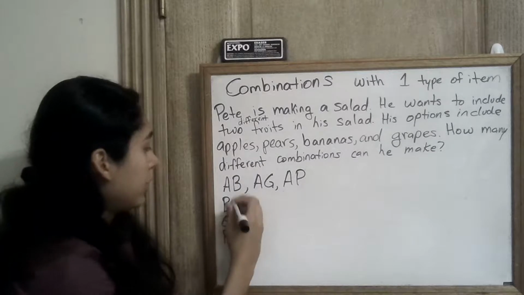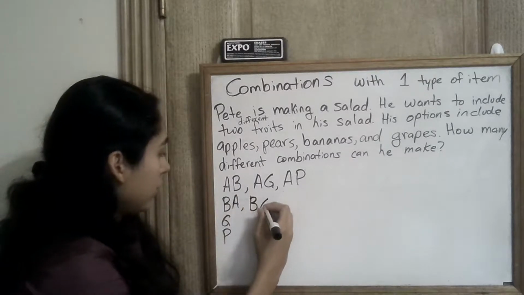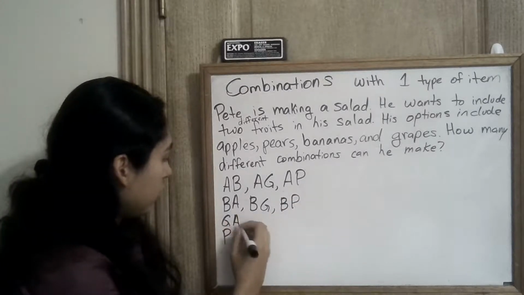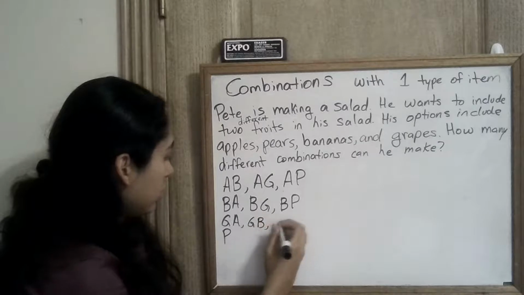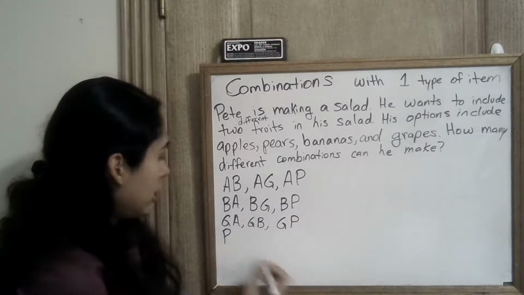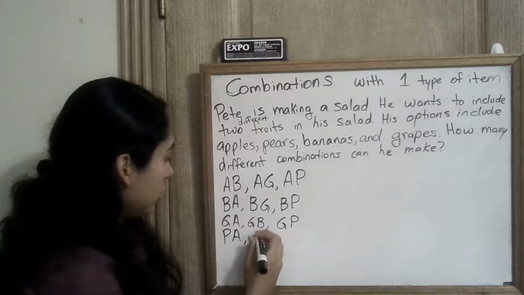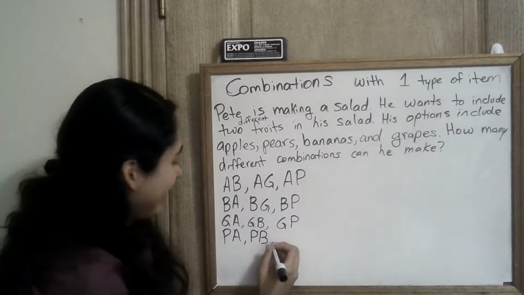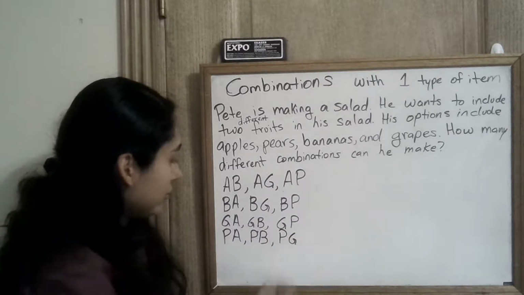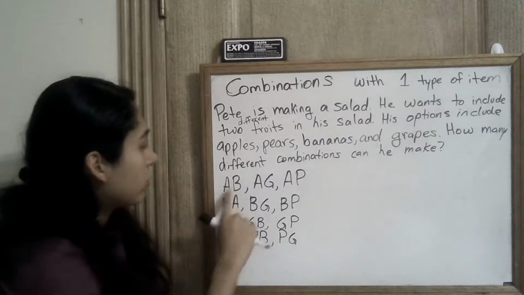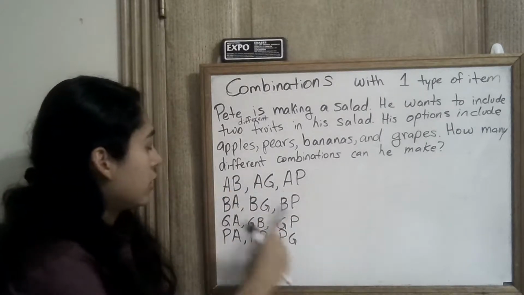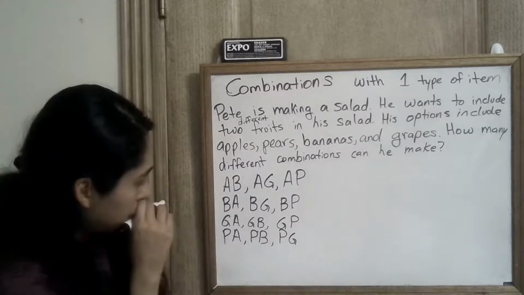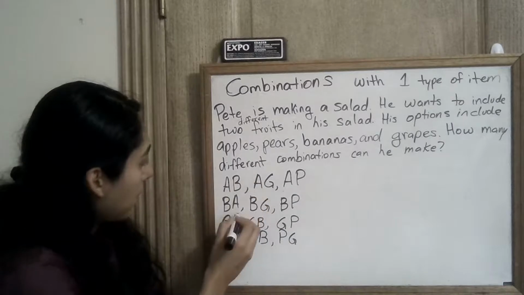So here we have banana and apple, banana and grape, banana and pear. Here we have grape and apple, grape and banana, grape and pear. Here we have pear and apple, pear and banana, not peanut butter, and pear and grape. All right, so we have 12 combinations, but some of them might be repeats. These are repeats.